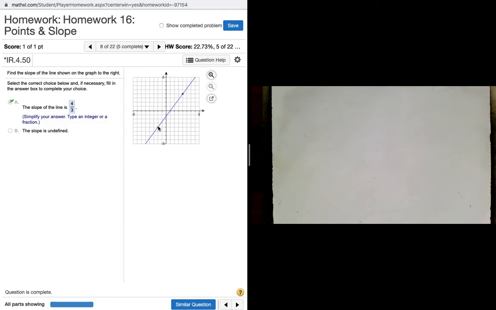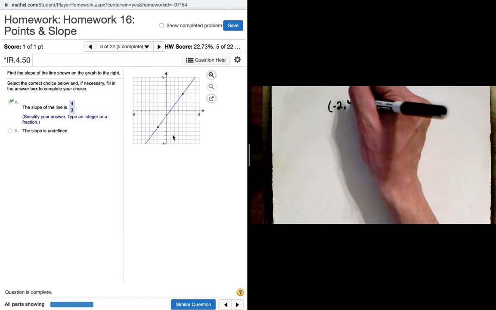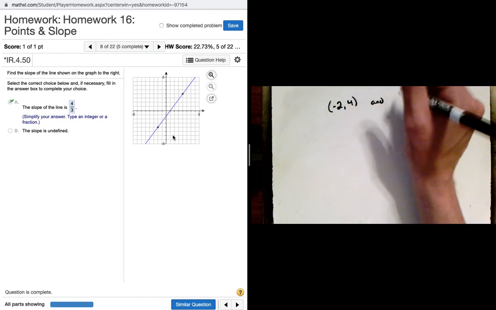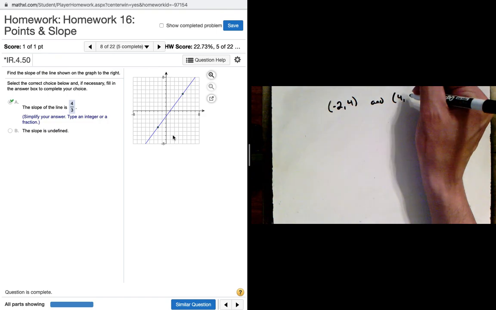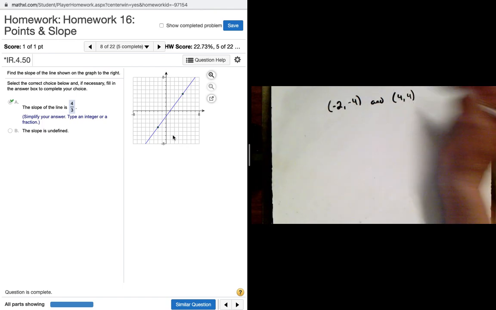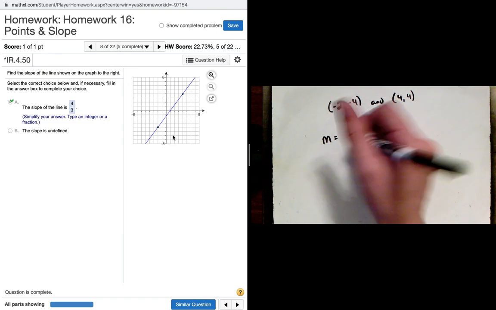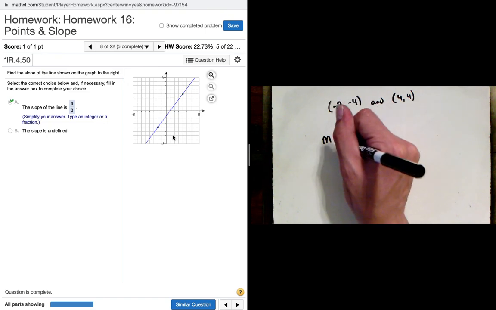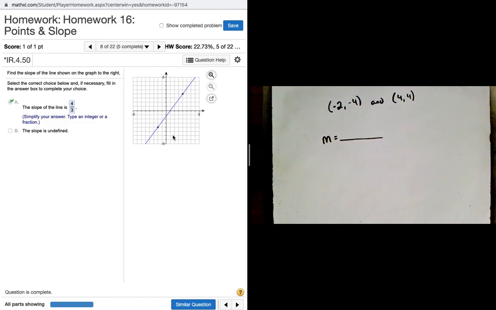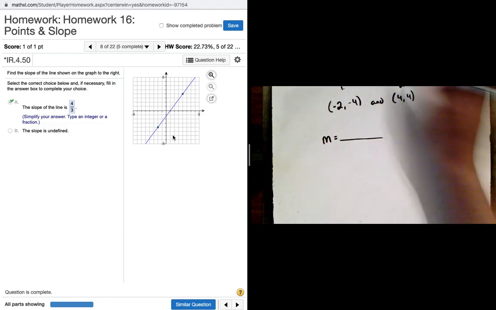But what if instead of giving us those 2 points in a graph, they would have given us the ordered pairs? Remember, the ordered pairs for that problem were negative 2, negative 4, and 4, 4. We want to calculate its slope. So remember that we mentioned the slope can be thought of as the change in y on the top over the change in x on the bottom. Now we're going to write this out in a different way. I'm going to call this point 1. I'm going to call this one point 2.